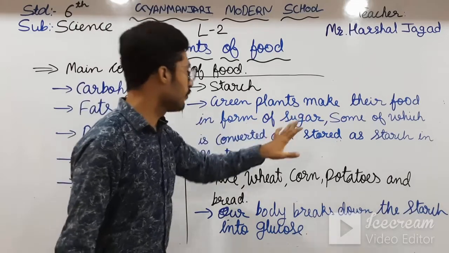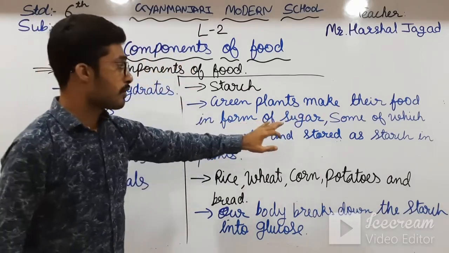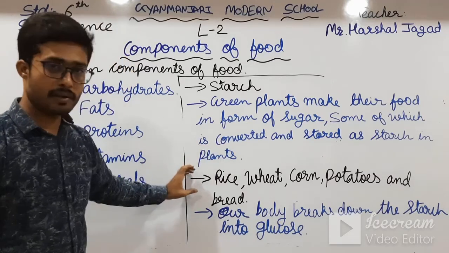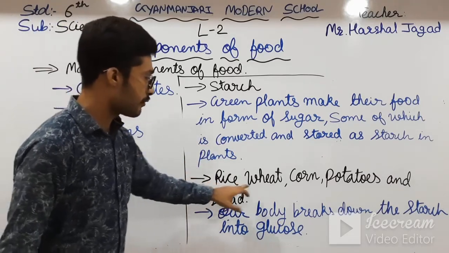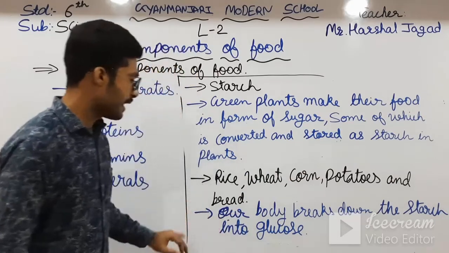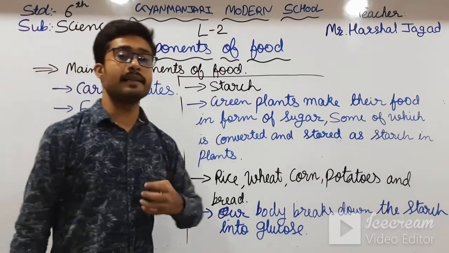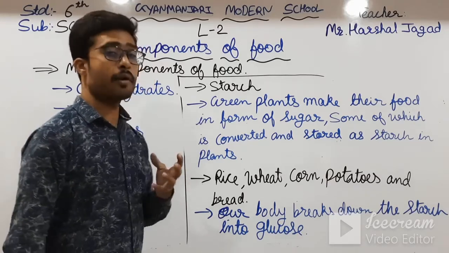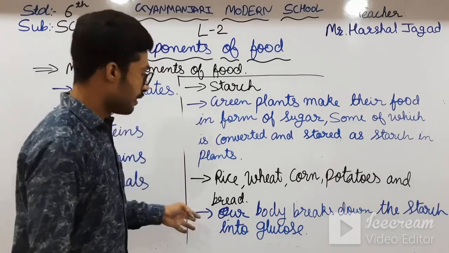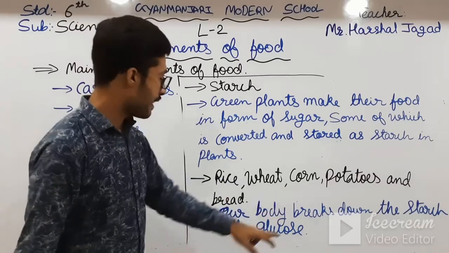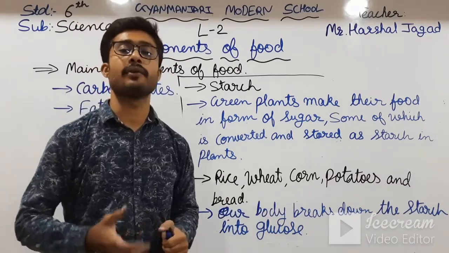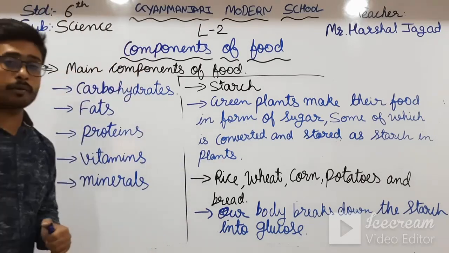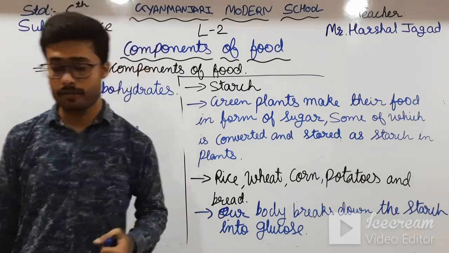Green plants make their food in the form of sugar, some of which is converted and stored as starch in the plants. And the sources of starch are rice, wheat, corn, potatoes and bread. When we eat the rich starch source, our body breaks down the starch into the glucose and it is directly utilized by our body. Okay students, if you want to write this point, you can write it down.